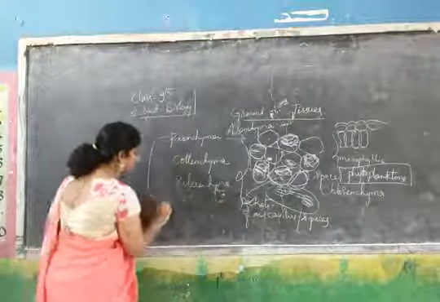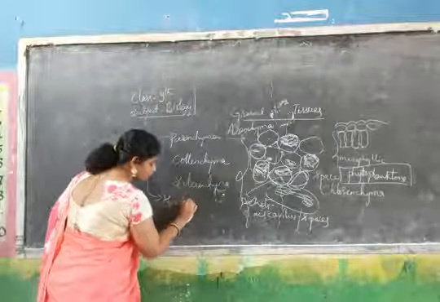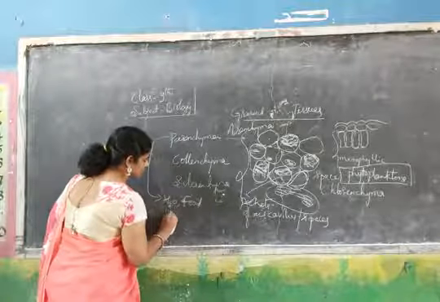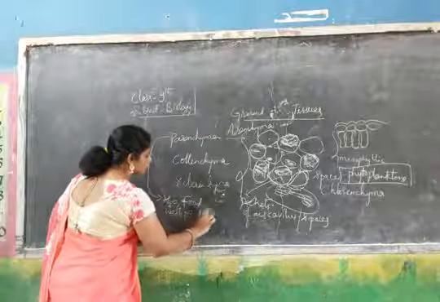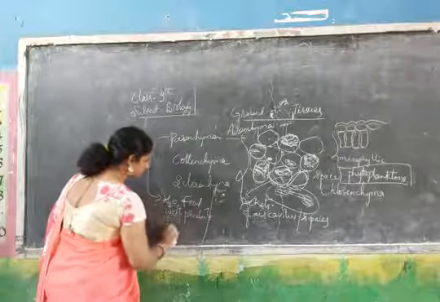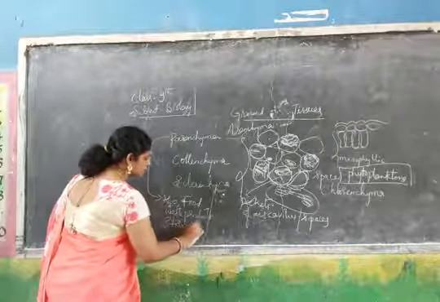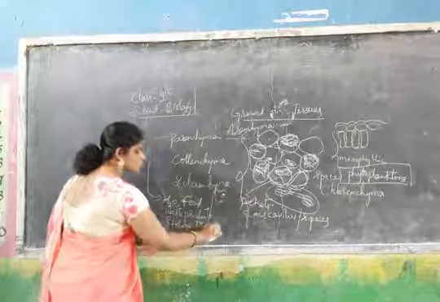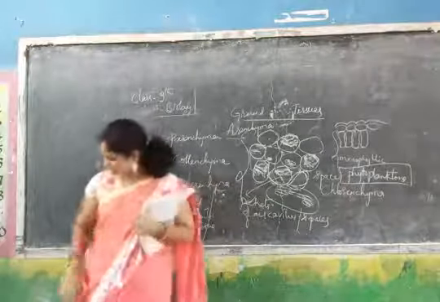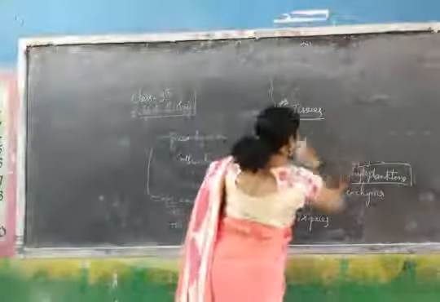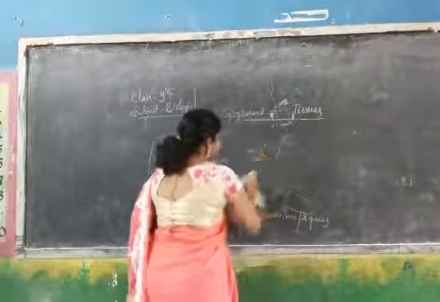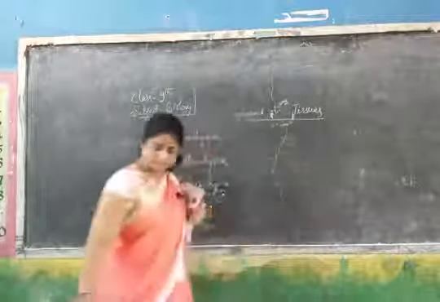It is storing the water, food, and waste products. So this is called a storage tissue. This parenchyma is called storage tissue. This is about the parenchyma. You have a diagram here, you can go through this.